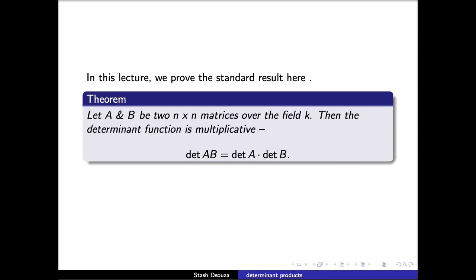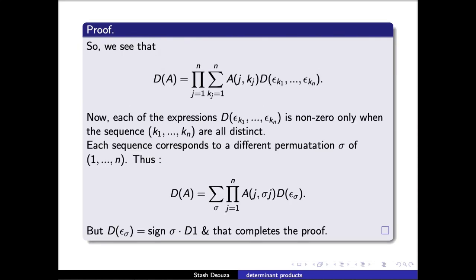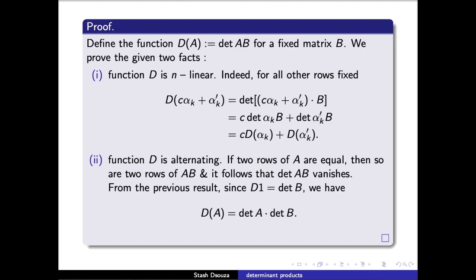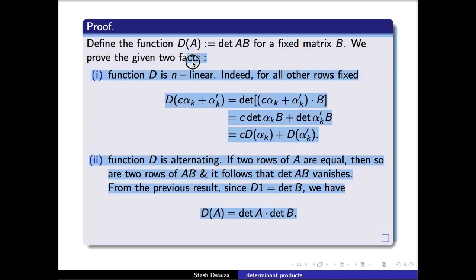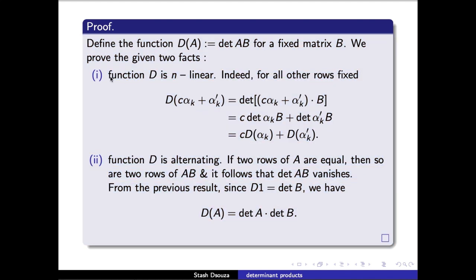Now we go back to our proof that the determinant function is multiplicative. So what we do is we define the function d of A very conveniently and very cunningly as the determinant of AB for a fixed matrix B. We prove the given two facts now. So we show that the determinant function d is n-linear.